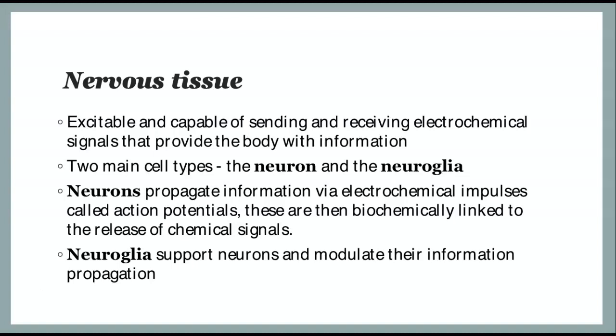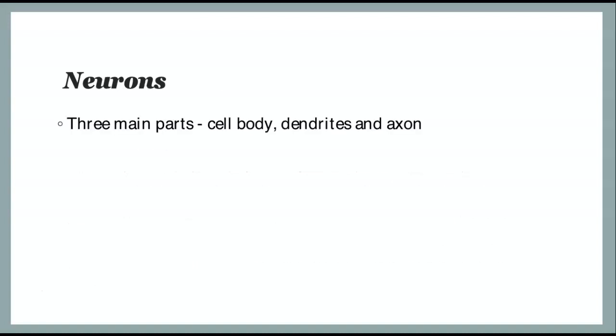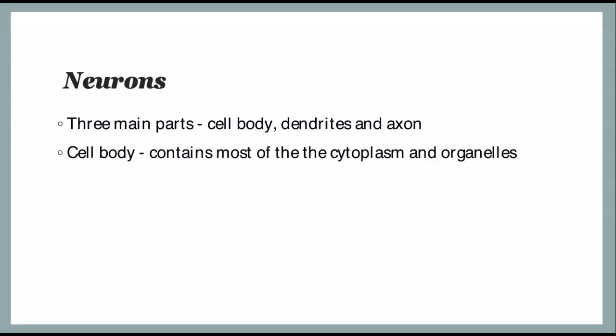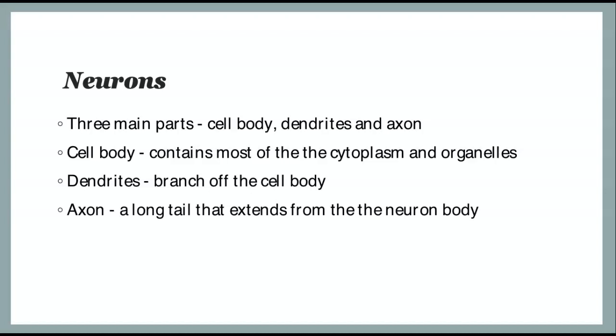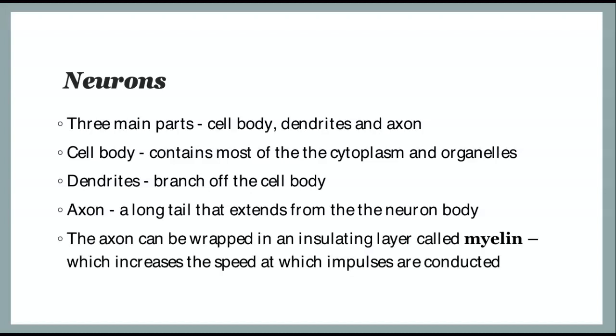So let's keep going. There's three main parts of a neuron: the cell body, dendrites, and the axon. The cell body is where most of the cytoplasm and organelles are held. The dendrites branch off of the cell body, and the axon is a long tail-like structure that extends from the neuron body. The axon can actually be wrapped in an insulating layer called myelin. And myelin is just something that increases the speed at which those electrochemical impulses are conducted.